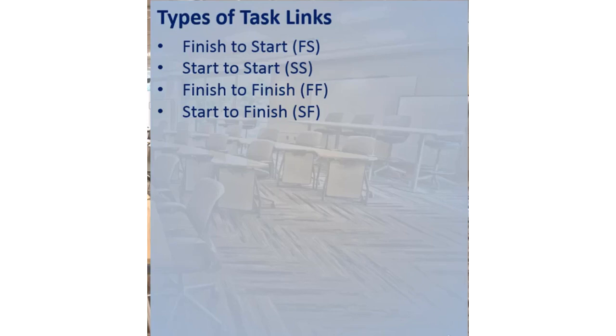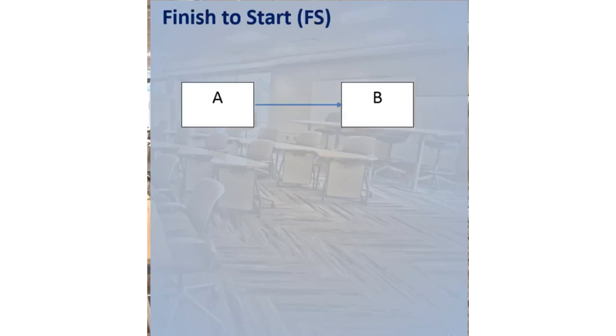Finish to start. The finish to start link type is represented as FS, and this is one of the most common link types. This link explains that a task can only begin after its predecessor task is completed. We can explain this logic with a simple daily example.